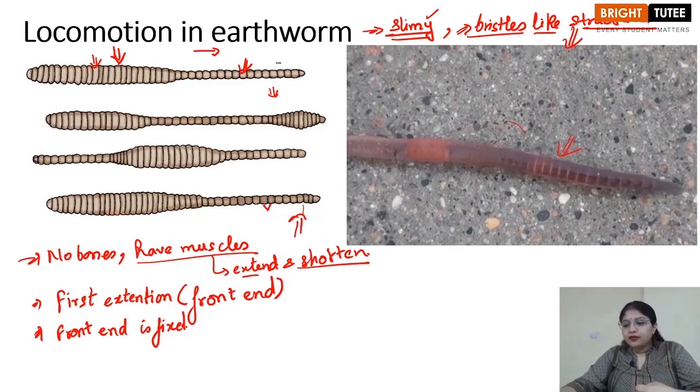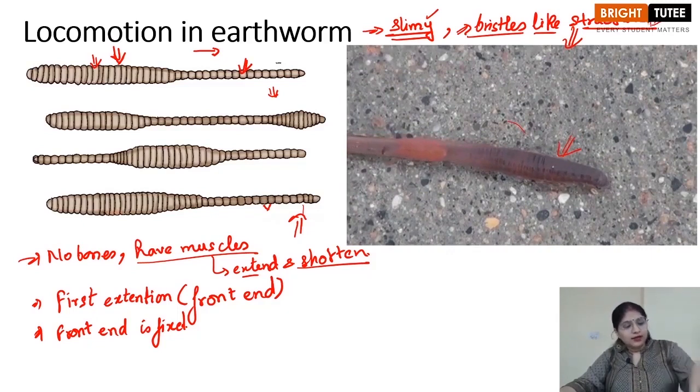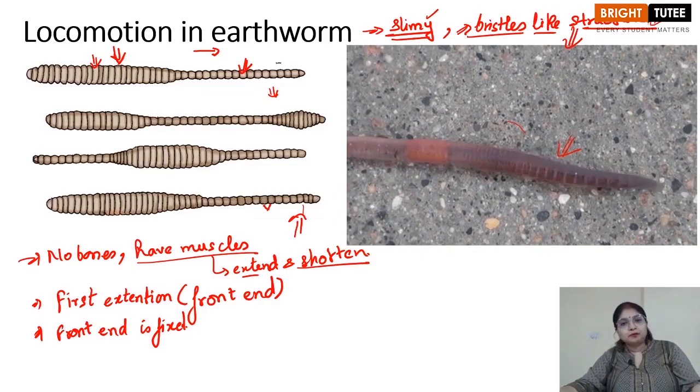Right? If these structures were not present, like we saw that the rear end got fixed and then the front end got fixed, that would not have happened.